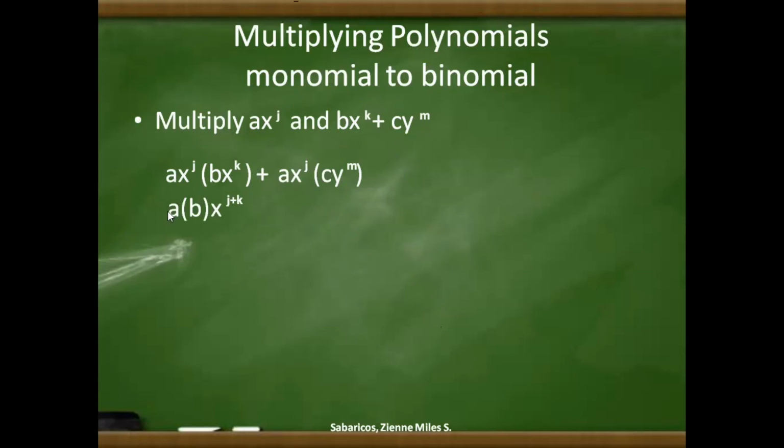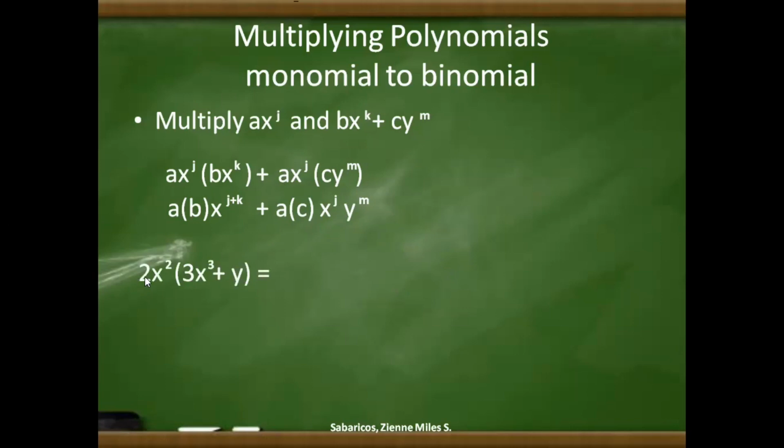So it's a times b, x to the j plus k, because we copy the variable and we add the exponents, plus a times c, bring down the x, and you copy its exponent because we can't add the exponents of x and y because they are not the same. So you just bring down x to the j and y to the m.